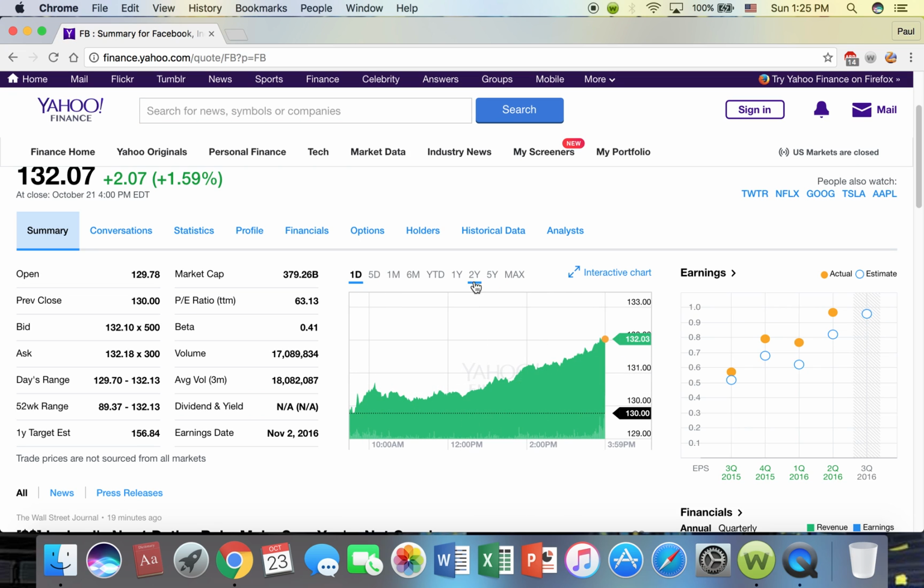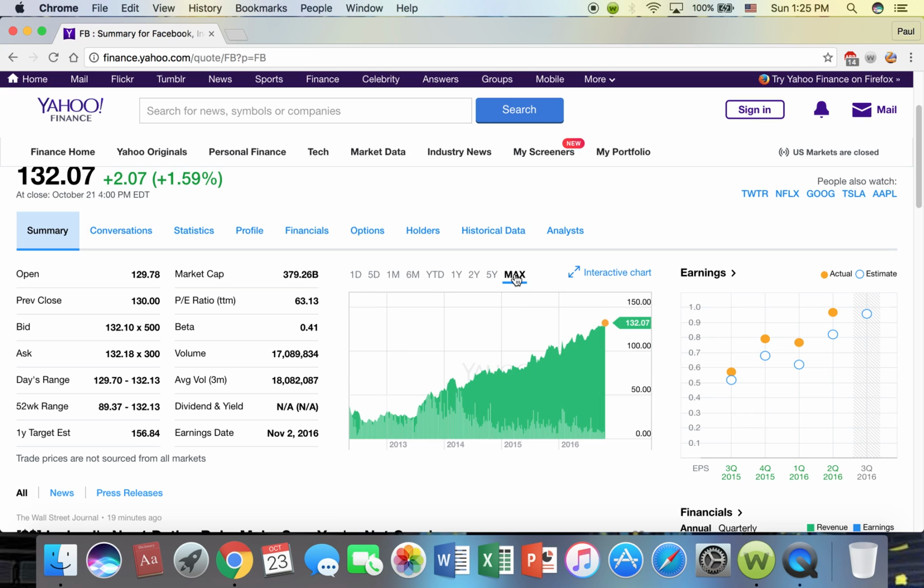And in terms of years, we can even go to max, since Facebook went public, which is May 14th, 2012, and see how it's been doing since then. And pretty much it's just been running straight up. Yeah, Facebook is a pretty good company.